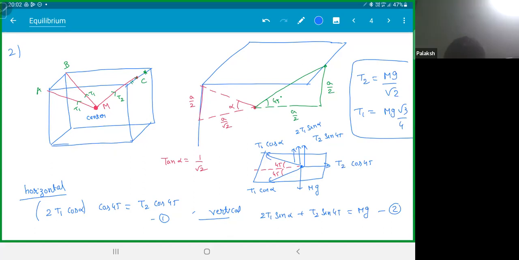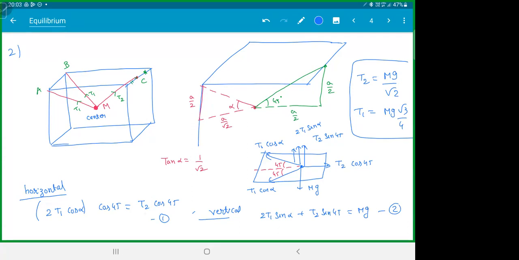Sir, I got T1 as 3mg upon 2 into 1 plus 2 root 3 and T2 as 2 root 6 upon 1 plus 2 root 3. Wow. But can you verify these equations? Verify your equation. If you got the equations right, answers will be right. So I will leave it to you guys. So check it out.